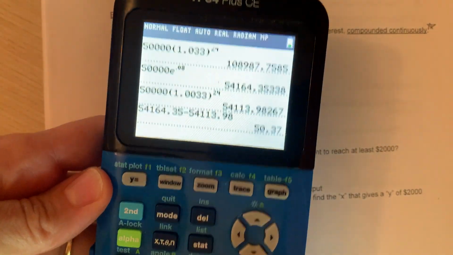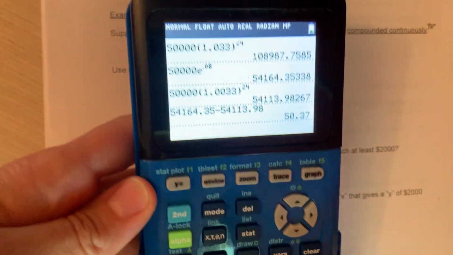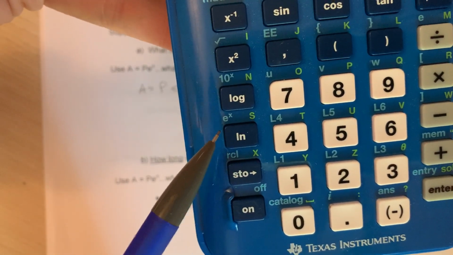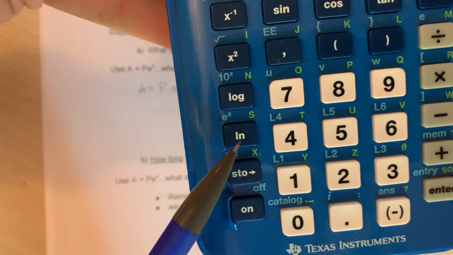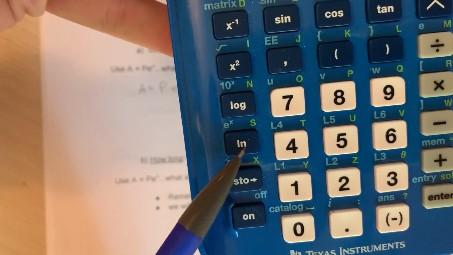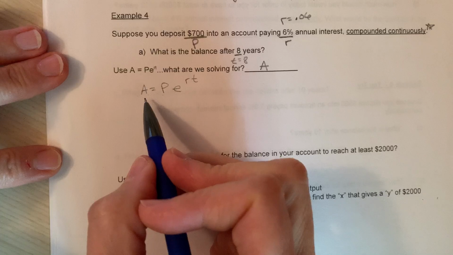Here's my 84. It would be the same on the 83. Here's my natural log button, ln. I say natural log, you guys don't know what I'm talking about, ln, and there's my e to the x. So these two always go together. Okay, so now let's fill in what we know.